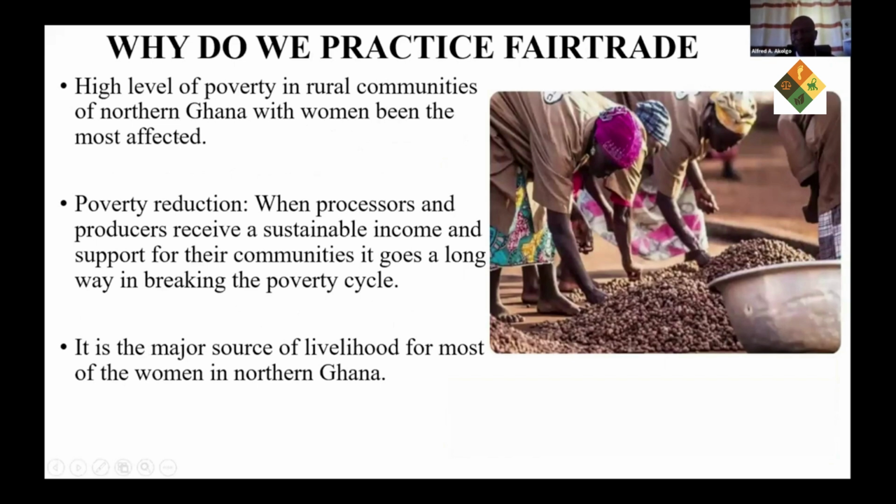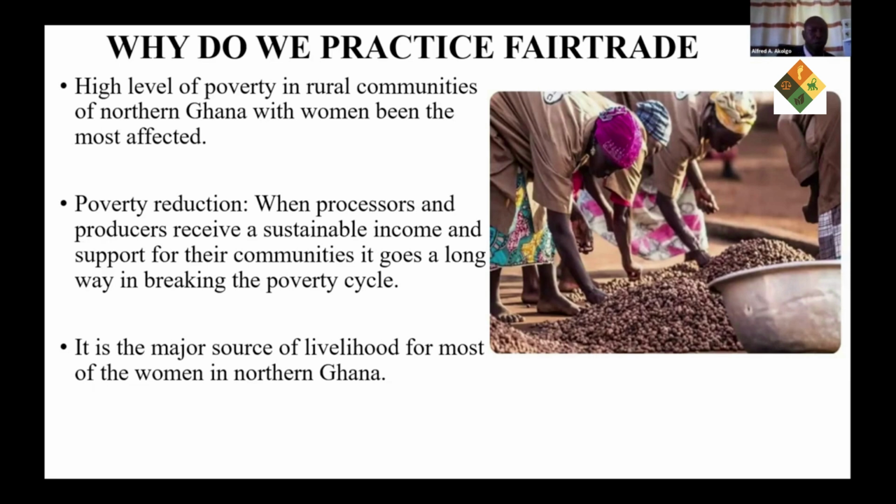Now, why do we practice fair trade? I want to explain this in the context of particularly northern Ghana. Shea butter and most agro commodities are produced in the rural communities of northern Ghana, and most of the producers are women. We all know that poverty in Ghana is very high and very prevalent in the rural communities, and the worst affected people are the women.